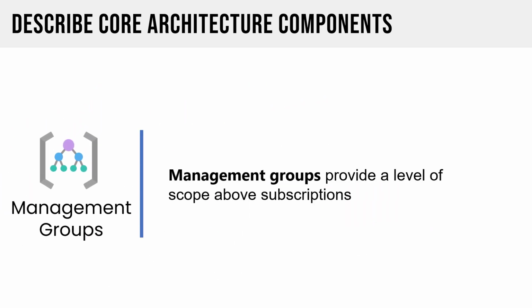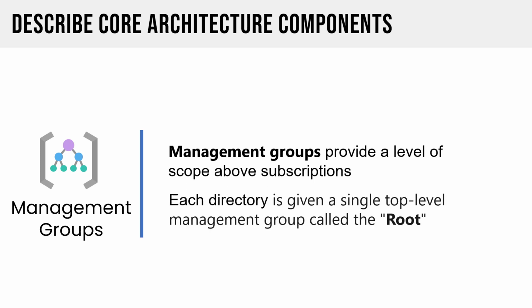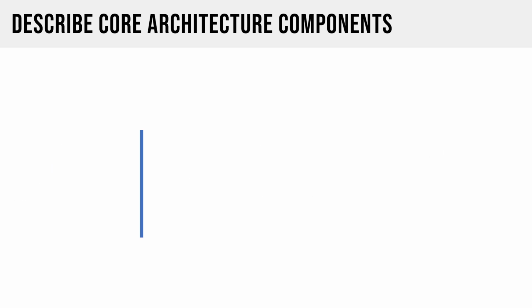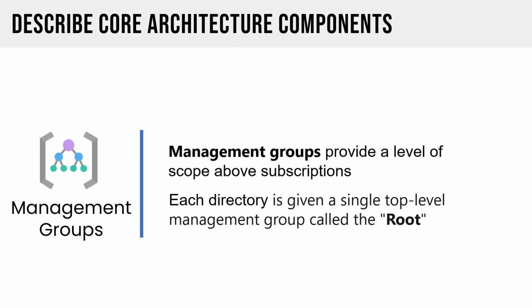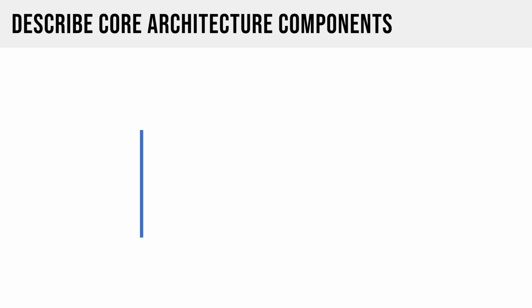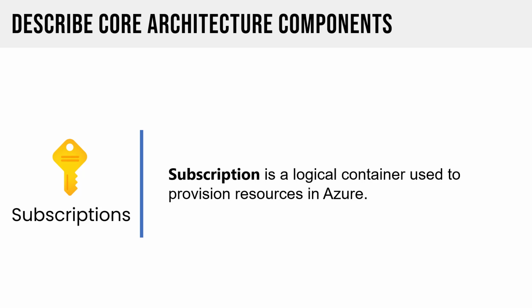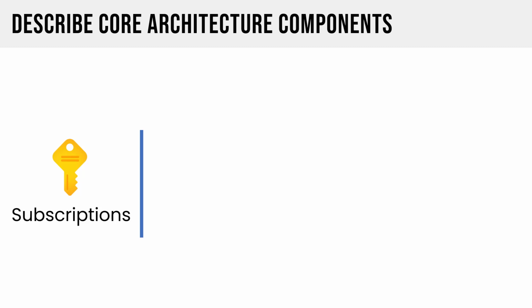So a management group provides a level of scope above subscriptions. Each directory is given a single top-level management group that's called root. And you can create management groups that contain subsets of your subscriptions. So just to be clear, you've got a management group called root that contains all the subscriptions that are associated to your tenant. But you can create a custom management group that contains a subset of subscriptions. The subscription is that logical container used for provisioning resources in Azure.